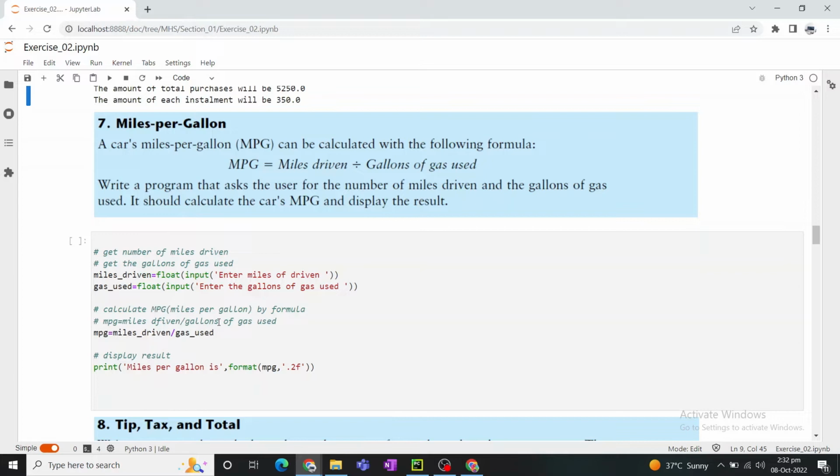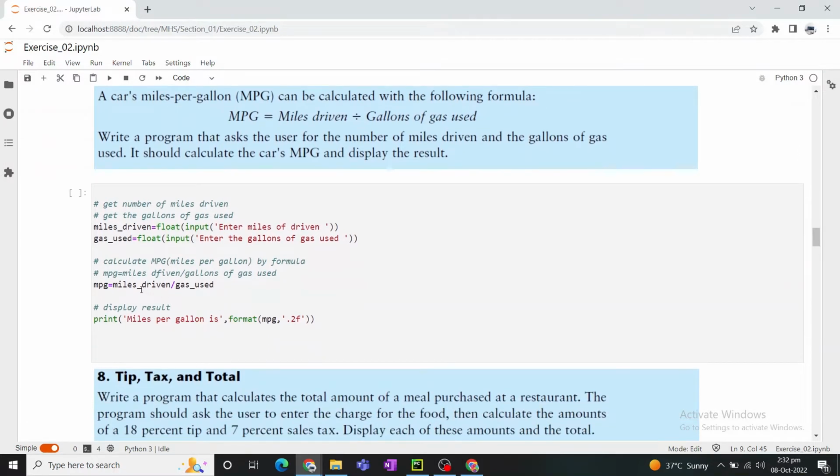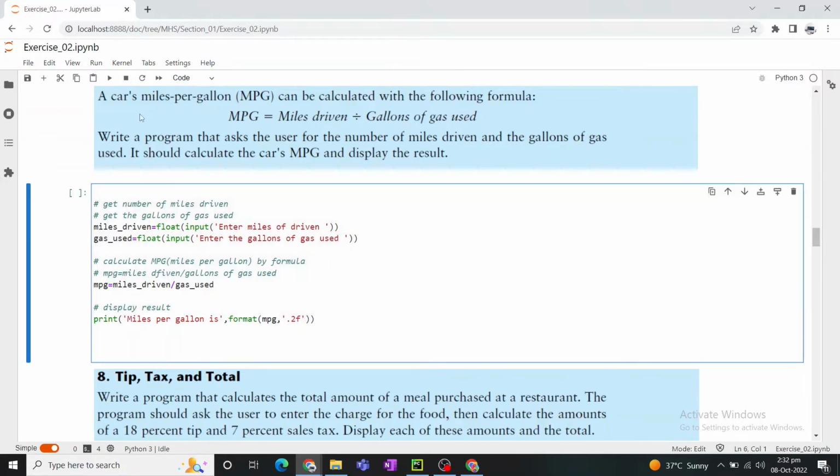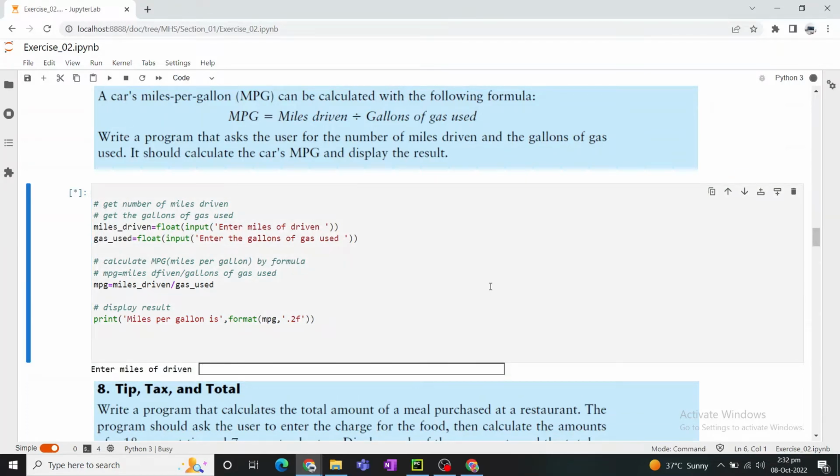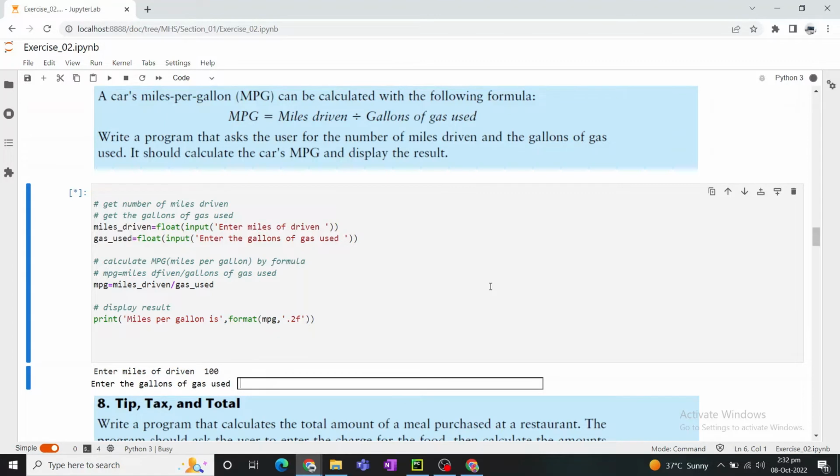Now we calculate the MPG, miles per gallon, by the formula miles driven divided by gas used. So we will just divide the total miles by the total gas consumed. It will give the miles per gallon, the average distance the car can drive on a single gallon of gas. So we will run this program and see. If we have driven 100 miles and the number of gallons used is, say, 25, right?